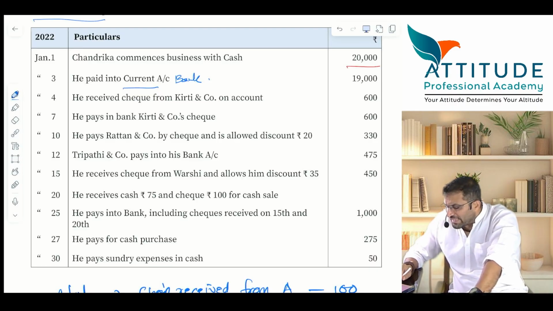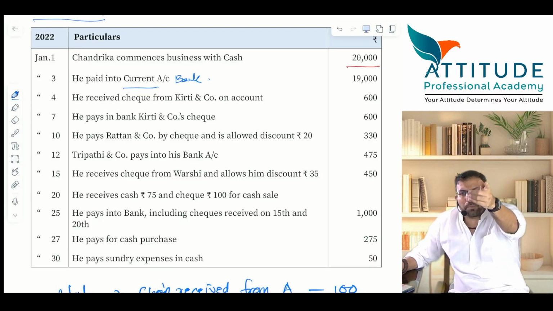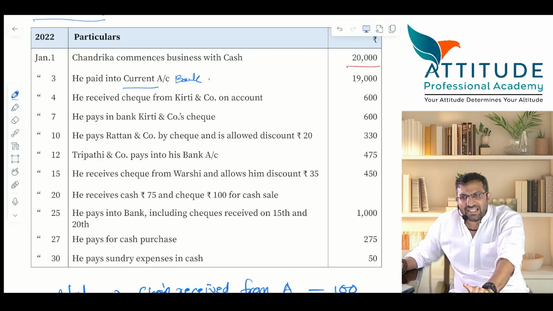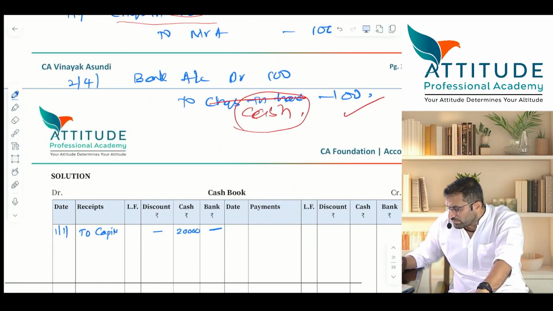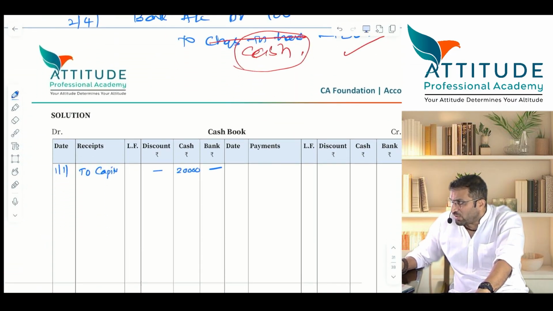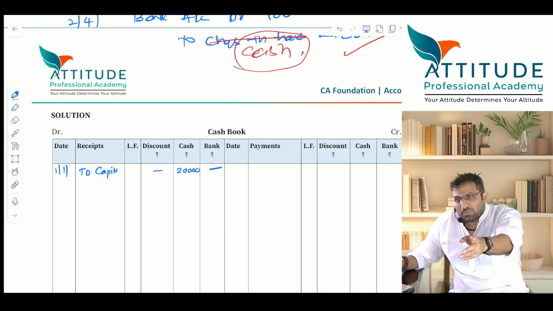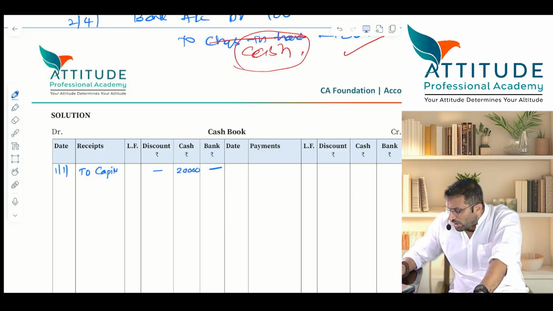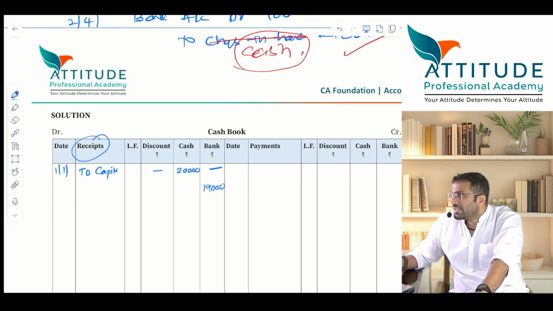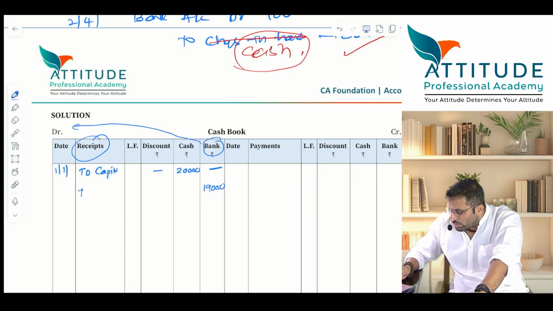Is that clear? Now it means that he paid into current account 19,000, means cash deposited to bank. Contra entry. Entry, tell me. Bank account debit, because you have deposited into bank. So on receipt side, in bank column you have to write how much? 19,000. So entry is bank account debit to cash. This is contra entry.